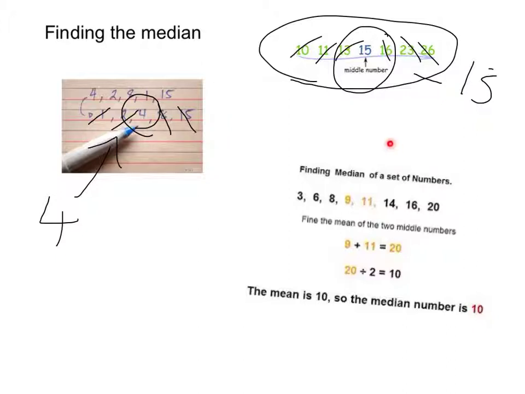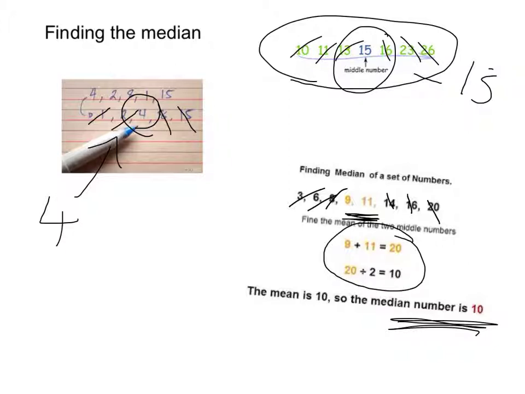This example is a little bit different because there's an even number set of data. So on this one, when I cross off from both sides, I'm actually left with 2 numbers. When this happens, I have to add the numbers together and then divide by 2. So the median number for this set of data is 10. It's really important that we remember that. We add the 2 middle numbers together and divide by 2. We can only have one median.